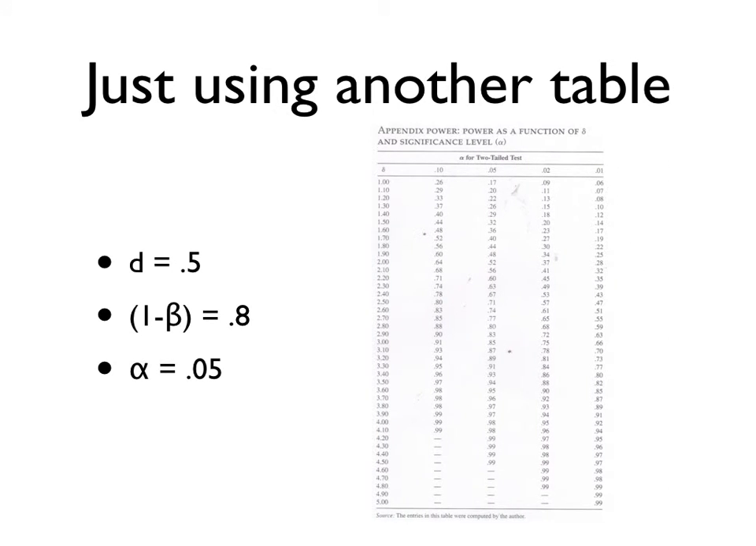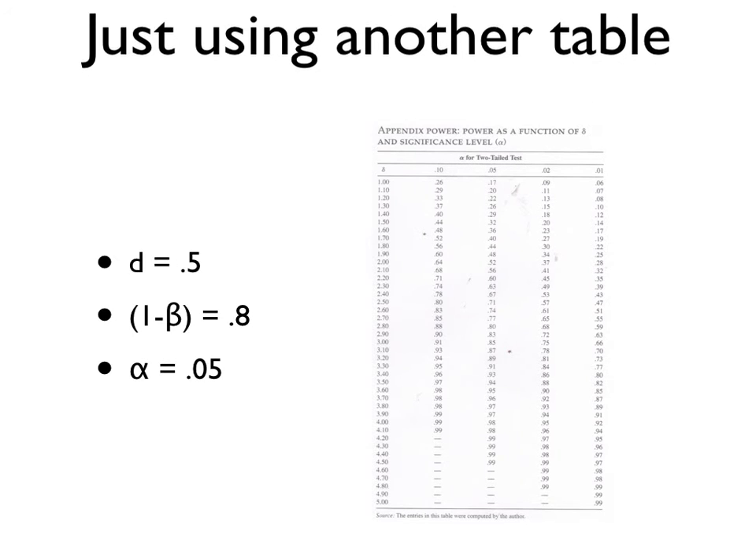Now, there's the appendix. It's hard to see it with this light. There we go. Maybe we can see it now. So we've got D here, and here's your alpha level, right? So I'll just zoom in on this.